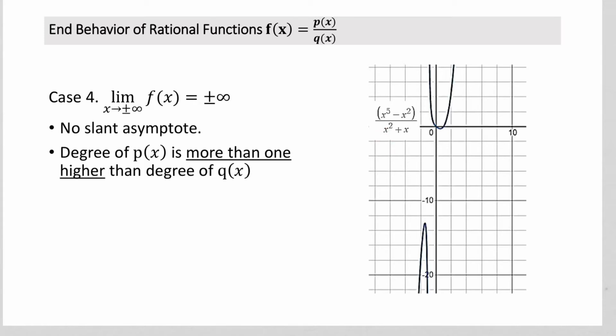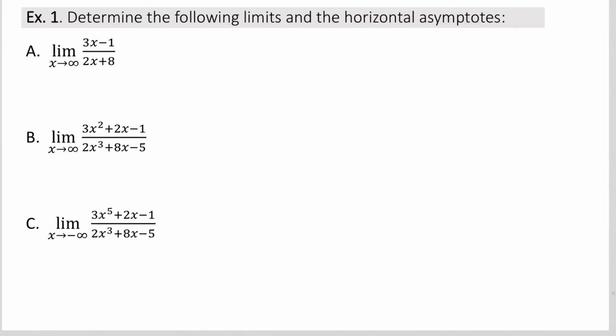If this is the case, depending on which polynomial you have in the numerator and the denominator, you're going to approach positive infinity or negative infinity, and it really depends on the rational function itself. So let's take a look at a few polynomials and determine their infinite limits at infinity or negative infinity.